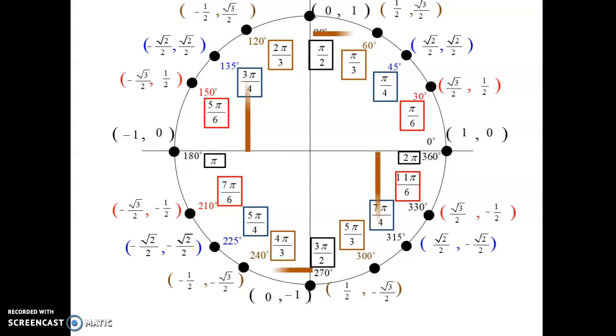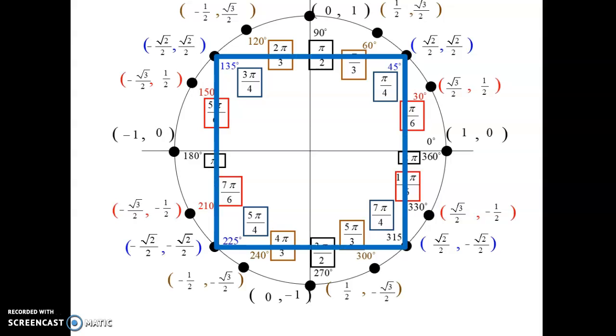Same thing can be said for the pi over 3s. They form a tall rectangle. I'm sorry, these are the pi over 3s. My apologies. They're color coded. I missed it. Okay. So the pi over 3s all start with 1/2, comma, root 3 over 2. You follow the rectangle around, you can find all those points. And then finally, now here's the pi over 4s. They form a square. Okay. And those are all going to be root 2 over 2s with different signs.